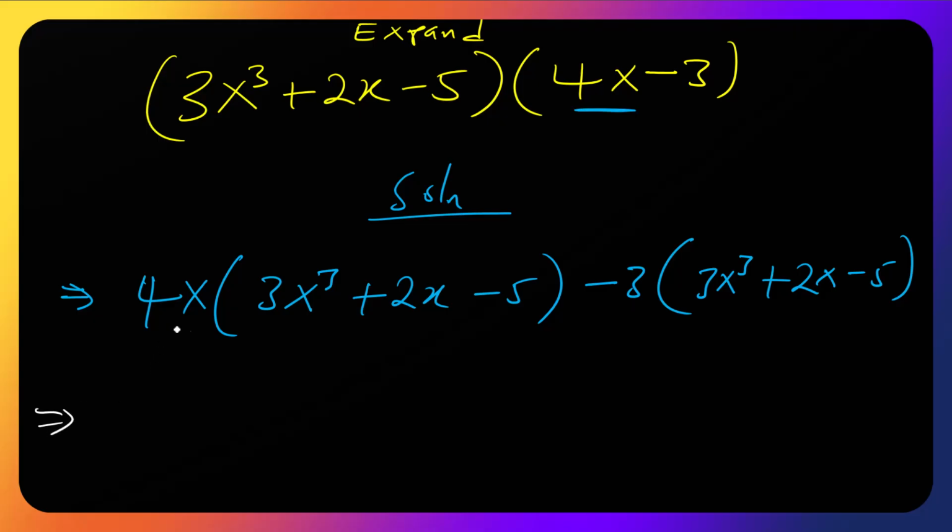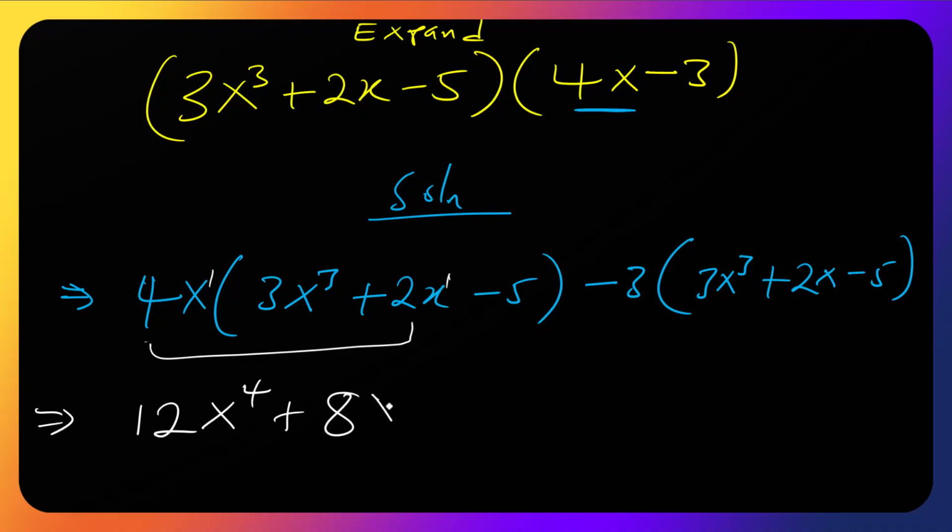now 4x times 3x³. So this one will multiply this, that will be 12. And we perform indices, x to the power 1 times x to the power 3. That will be x to the power 4. Okay, again, 4x times 2x. So 4 times 2 is 8. And we have this one to the power 1, to the power 1, that will be x to the power 2.